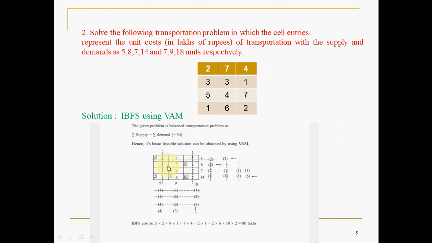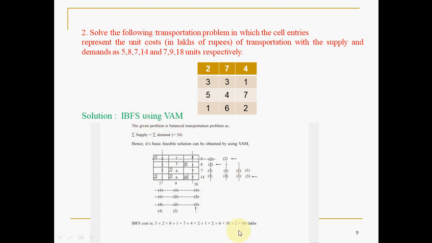Difference between least and next least for all the rows and all the columns. Out of all those differences, you choose the highest difference. Then in that, take the least cost. It is typically VAM only, Vogel's approximation method, in obtaining the IBFS.